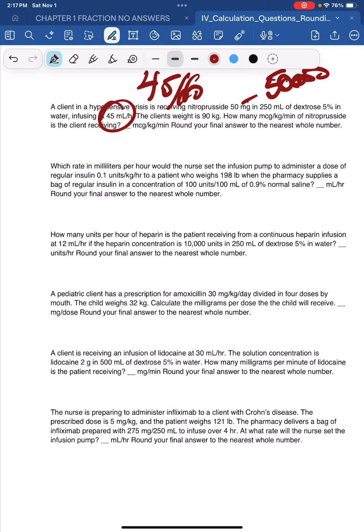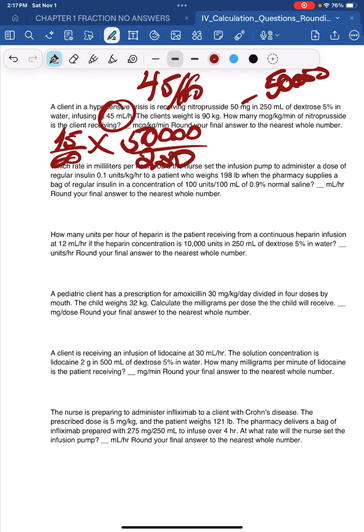Because I'm looking per minute. Well, my dosage, my order, is going to be what? 45 divided by 60, multiplied by your available in microgram, which is 50,000, and divided by quantity 250. So let's go down there.